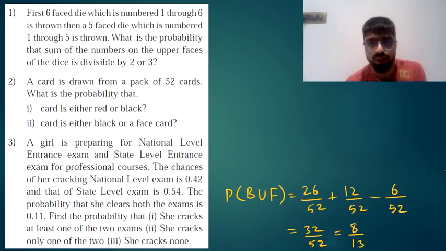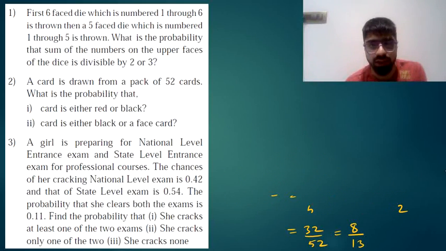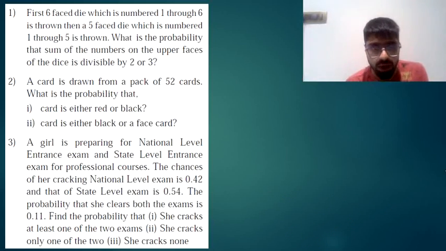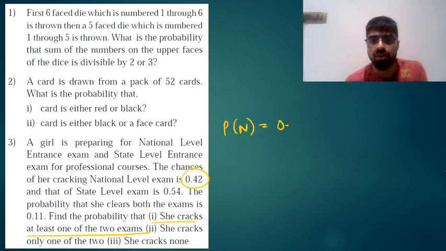A girl is preparing for national level entrance exam and state level entrance exam for professional courses. The chances of her cracking the national level exam are 0.42, means that's the probability, and the chances of cracking the state level examination is 0.54. The probability that she clears both the examinations is 0.11. Find the probability that she cracks at least one of the 2 exams. At least one means either one or 2, or both of them. And if I say that the national level exam is represented by N, then P of N is 0.42.